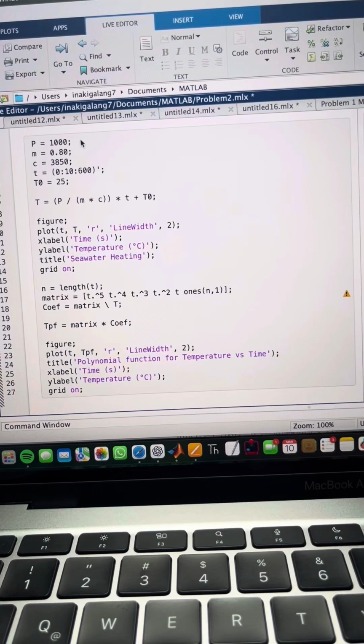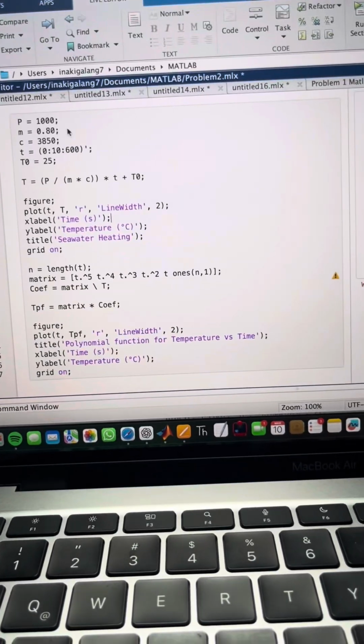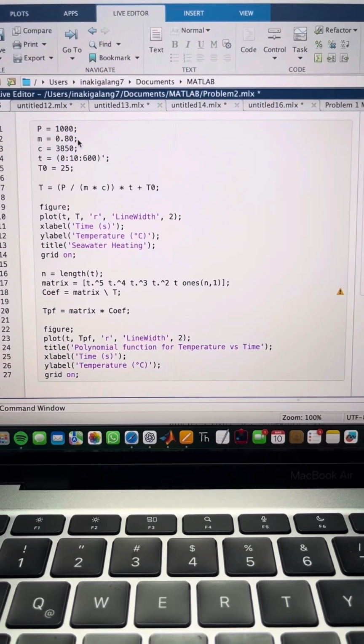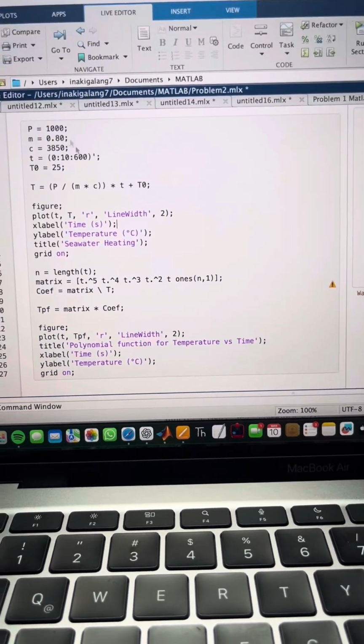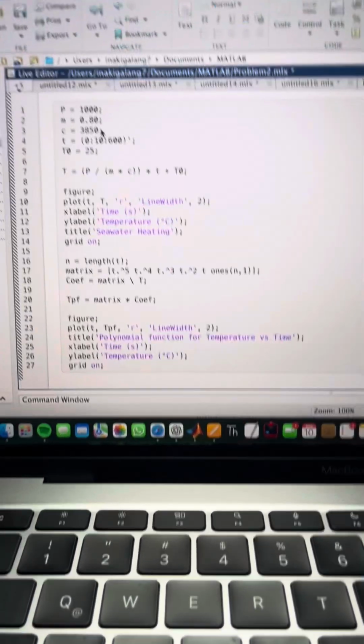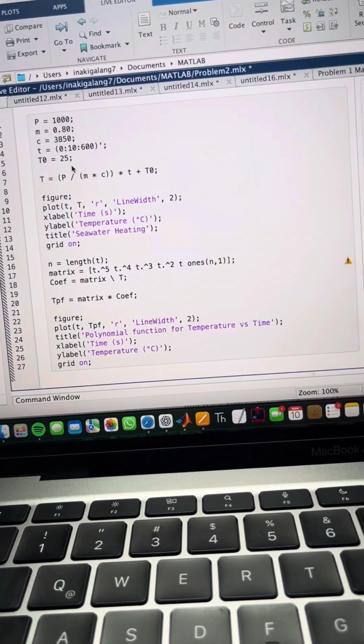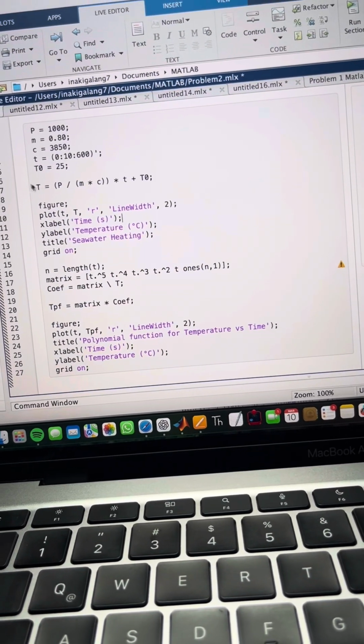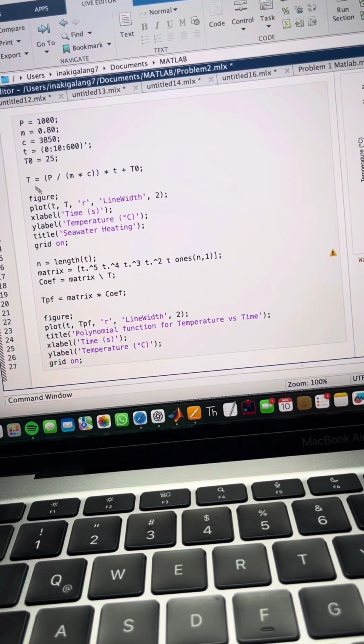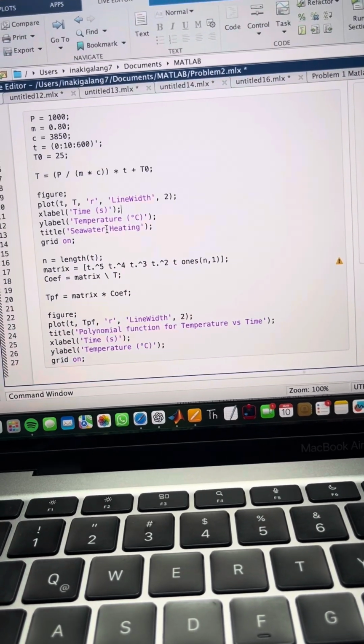This is the power that they give us, the 1000 watts. This is the mass that they give us, the 0.8 liters. The specific heat of seawater is a little different from the specific heat of normal water. This is the time vector and the initial temperature value. This is the formula I got by clearing all that, and this is to plot it.